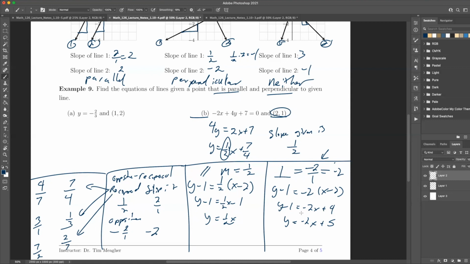Okay, so that's how you find the parallel and perpendicular line. You're going to take the given line, whatever it is, and find its slope. For the parallel line, you just copy over the slope. For the perpendicular line, you take the opposite reciprocal, and then you use the given point and calculate it out. Now here, this is a vertical line, right?